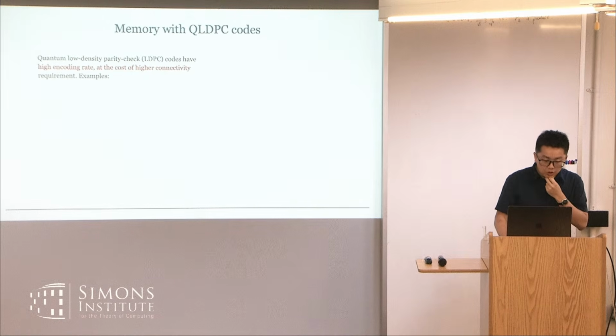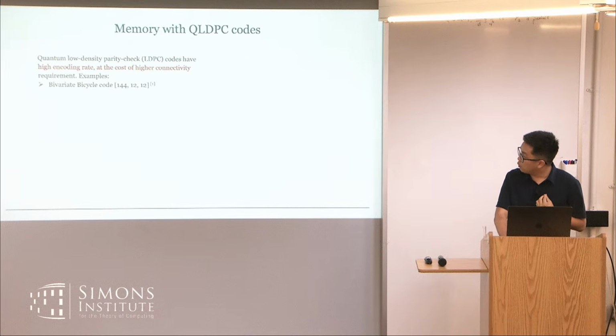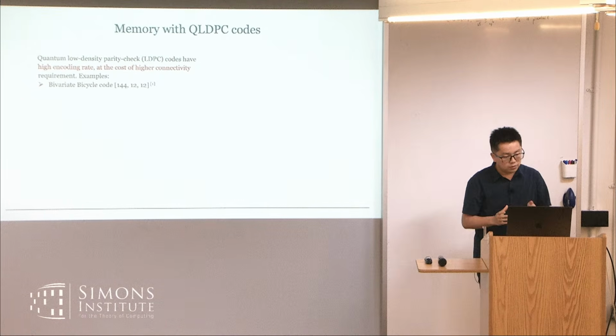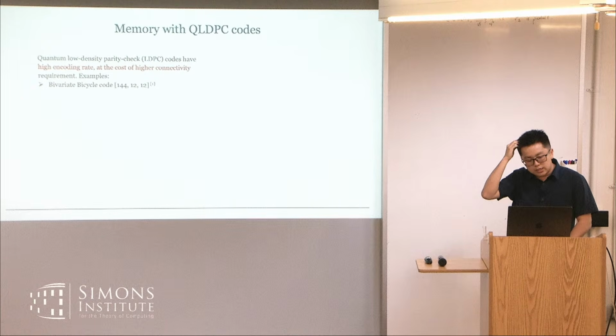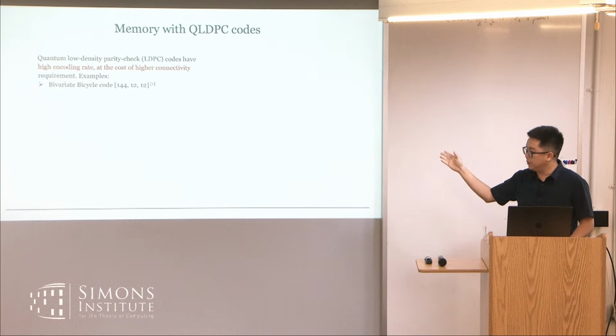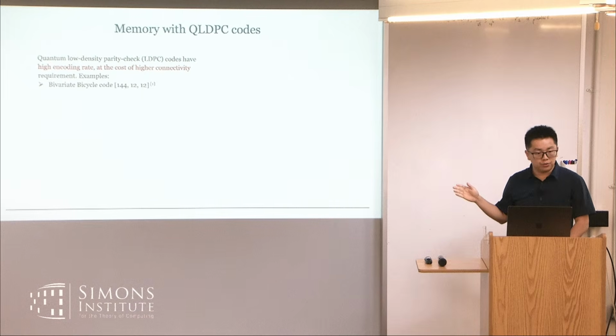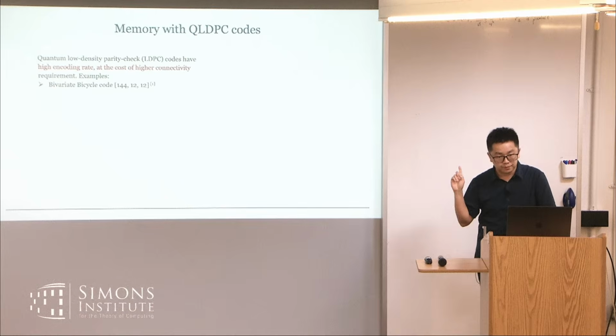So there are some notable examples of LDPC codes. There's the bivariate bicycle code, which has parameters [[144, 12, 12]]. So how do you read these numbers if you're not familiar with the notation? This is saying using 144 physical qubits, we're encoding 12 logical qubits with distance 12. Okay, so the typical number we care about is the distance. We want it to be high. And the rate, which is 12 over 144 here.